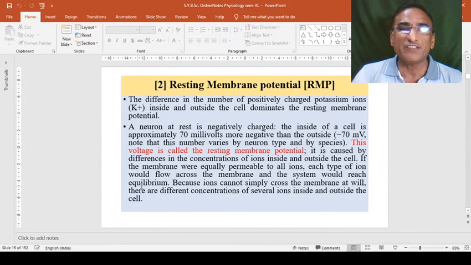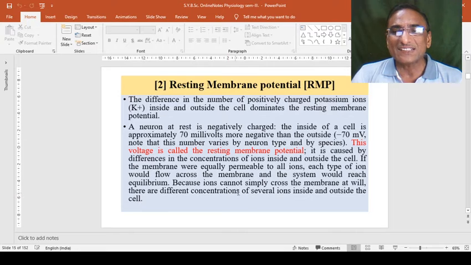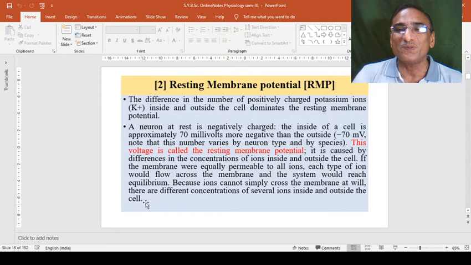If the level is in the equilibrium position, then the resting membrane potential is okay, or standard. Otherwise, it shows unavoidable changes, because ions cannot simply cross the membranes at will. There are different concentrations of several ions inside and outside the cell, which facilitate the movement of potassium ions either outside or inside the membrane.